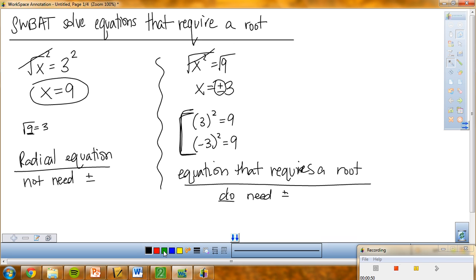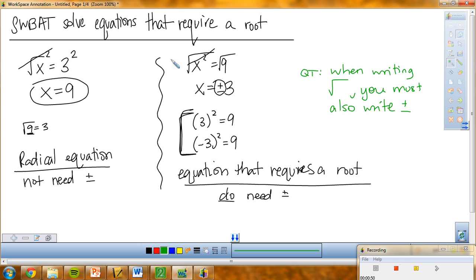So if you need to write a little note to yourself, a quick tip: when writing a radical symbol, you must also write a plus or minus.